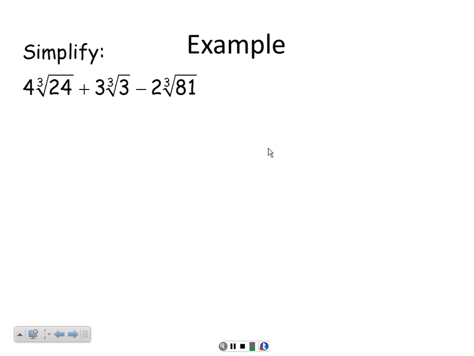Okay, so what about cubes? Cubes is going to be the same thing. You're going to have to simplify and look for radicals. So for the first one, the cube root of 24 will break down into 8 times 3. You can't do anything with the cube root of 3, so we're just going to leave it as is.